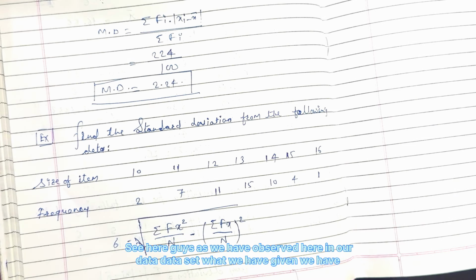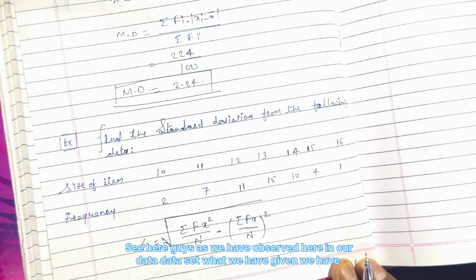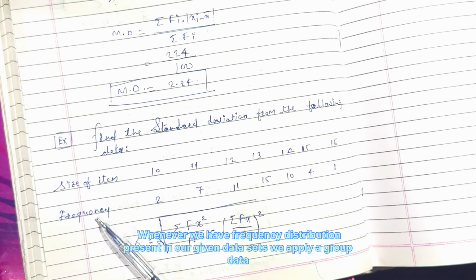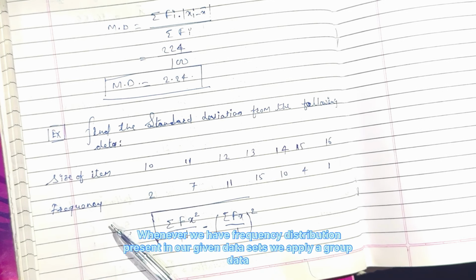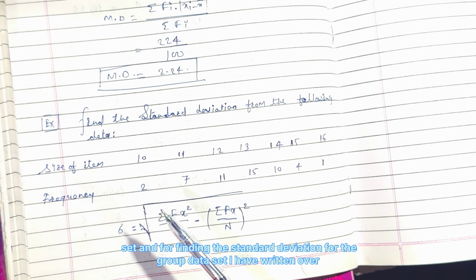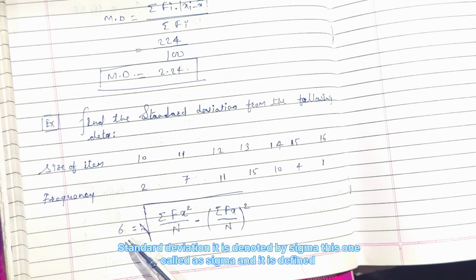See here, as we have observed in our data set, the size of the item and the frequency are given. Whenever we have a frequency distribution present in our given data set, we apply the grouped data method. For finding the standard deviation for the grouped data set, I have written one formula over here. Standard deviation is denoted by sigma.